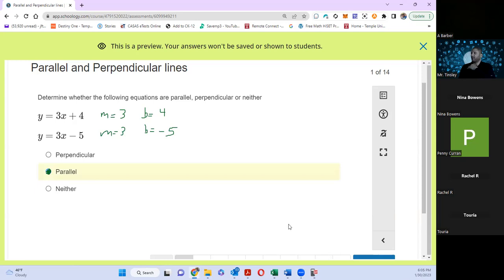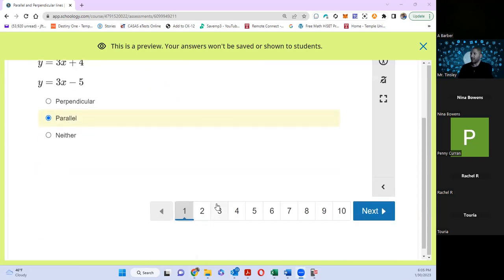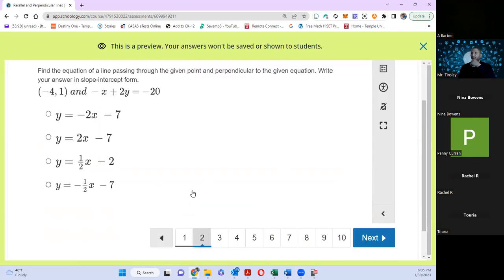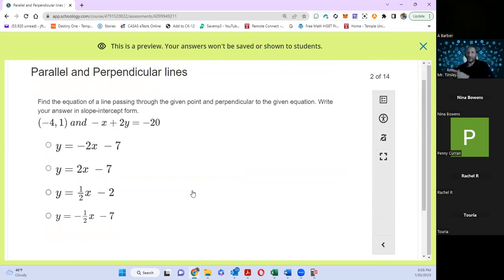Being able to identify the slope is the key, because they can give it to you in standard form, or they could give it to you in slope-intercept form. Okay, how about this question? It says, find the equation of a line passing through the given point and perpendicular to the given equation. Write the answer in slope-intercept form.